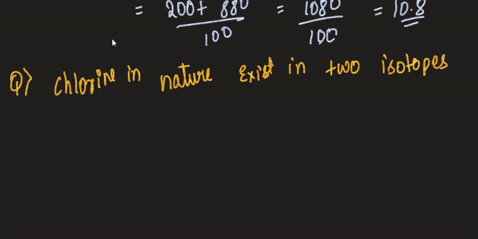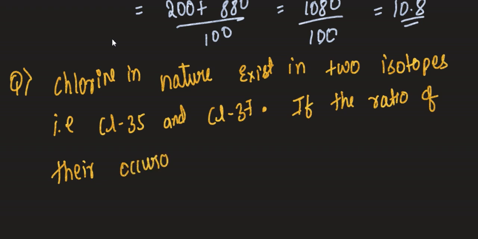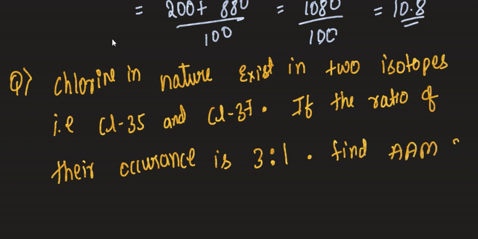Chlorine in nature exists in two isotopes, that is chlorine 35 and chlorine 37. Full stop. If the ratio of their occurrence is 3:1, full stop, find the average atomic mass.